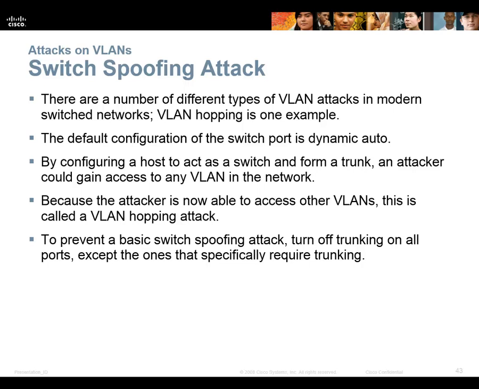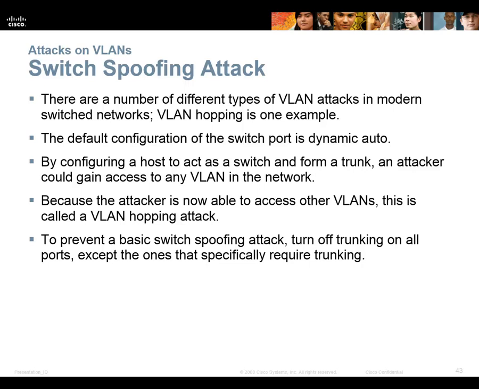So there are a number of different types of VLAN attacks in modern switch networks. VLAN hopping is one example. The default configuration of the switch port is dynamic auto. By configuring a host to act as a switch and form a trunk, an attacker could gain access to any VLAN in the network. Essentially, there's software, I'm sure there's some for Windows, but I've seen it done with Kali Linux and some other Linux variants, where you plug a computer into a port on the switch.